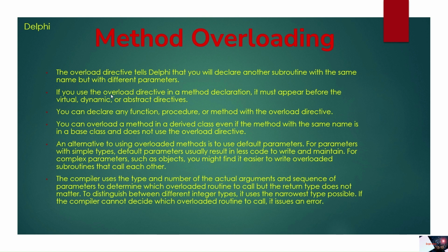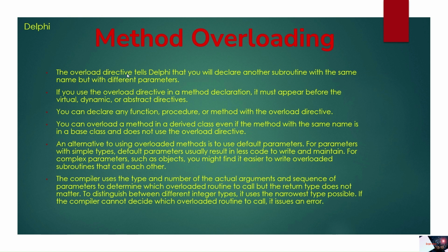If you use the overload directive in the method declaration, it must appear before the virtual, dynamic or abstract directive. You can declare any function, procedure, or method with the overload directive. You can overload a method in the derived class, even if the method with the same name in the base class does not use the overload directive. An alternative to overloaded methods is to use default parameters. For parameters with simple types, default parameters usually result in less code to write and maintain.